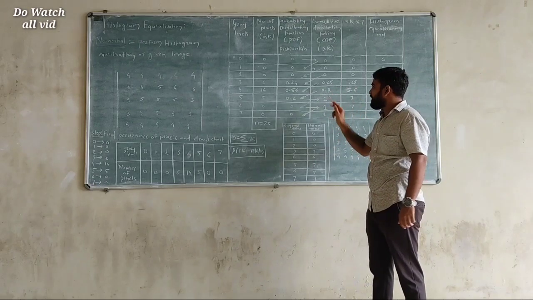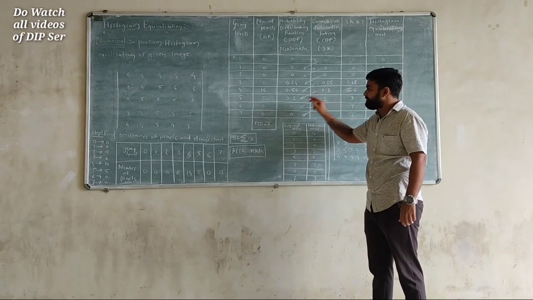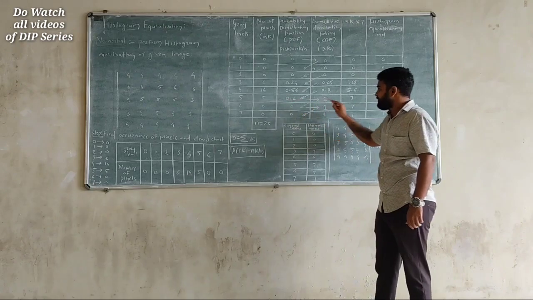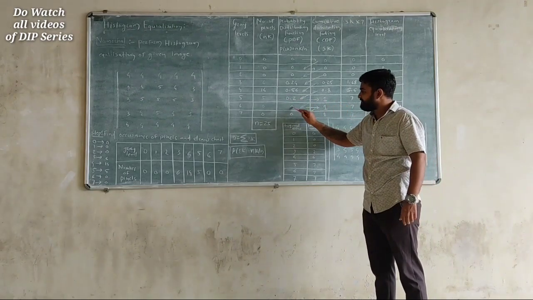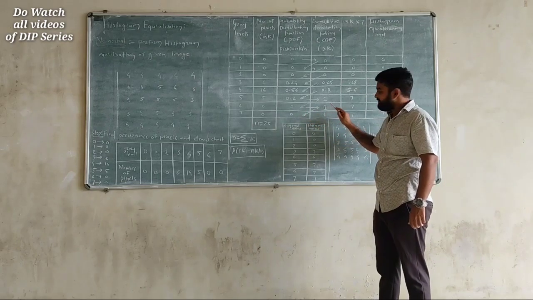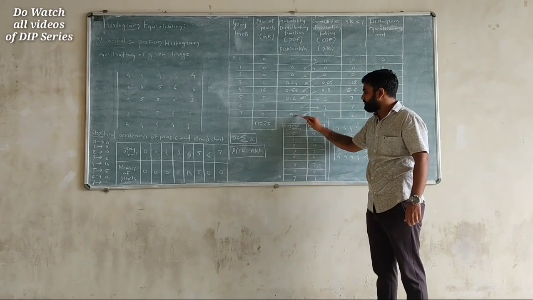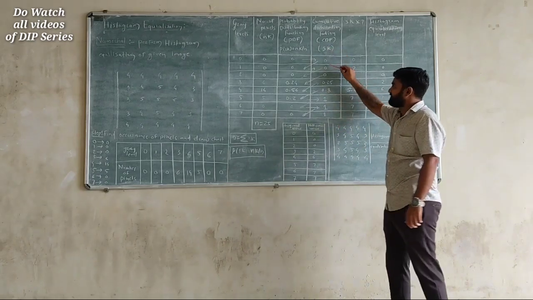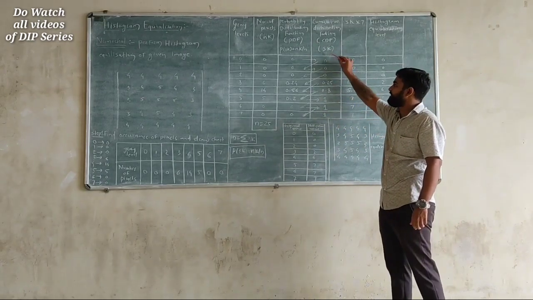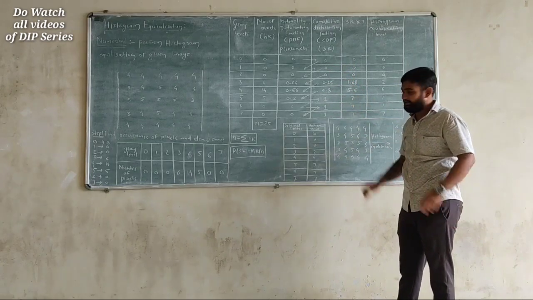Now, if we add this 0.8 with 0.2, we get the answer 1. Now 1 is added with this 0, and we get 1. This 1 is also added with this 0, and we get 1. So these are the values of SK, and this is how we calculate the values of SK.